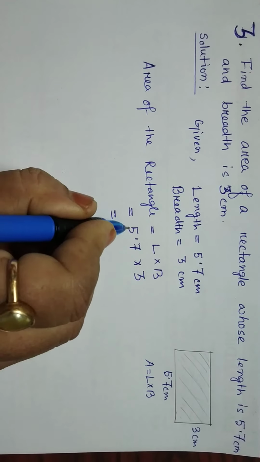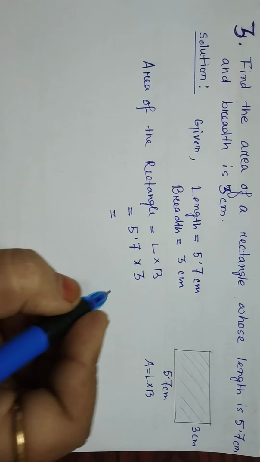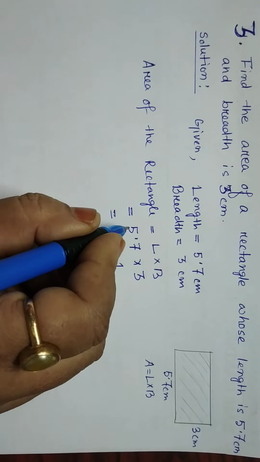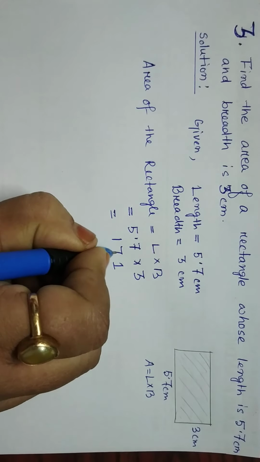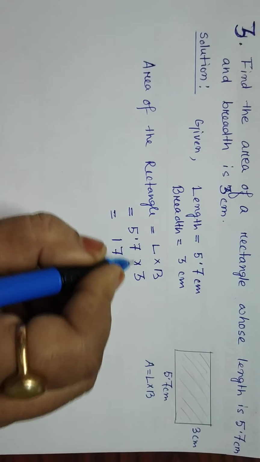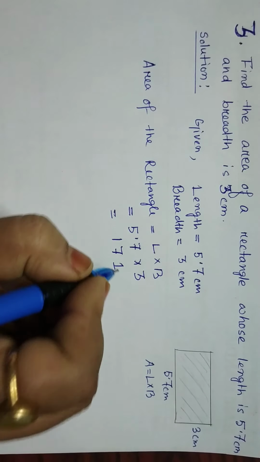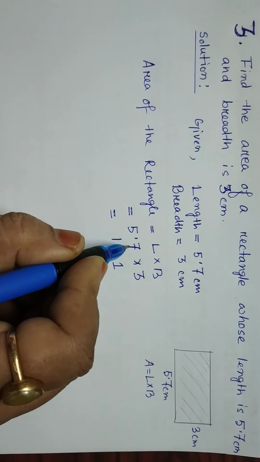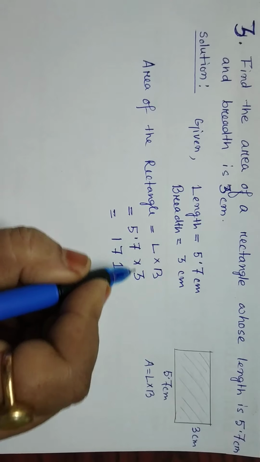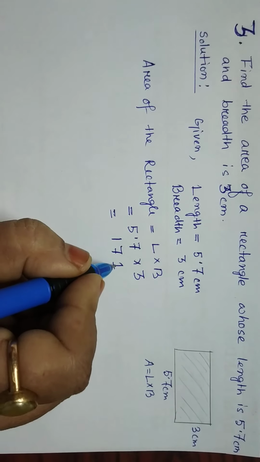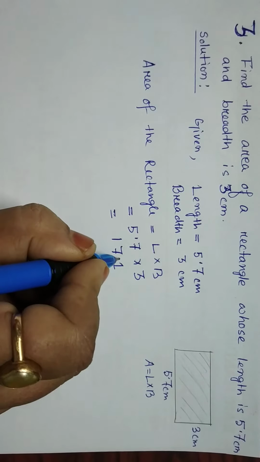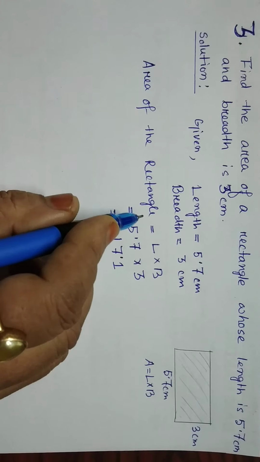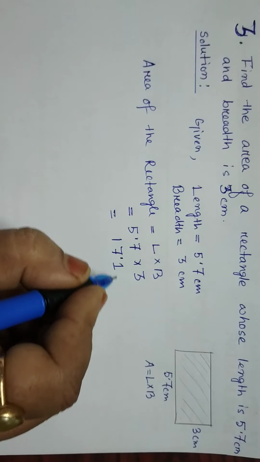Now we multiply 5.7 into 3. 3 sevens are 21, 2 carry. 3 fives are 15, 15 plus 2 is equal to 17. That means if we multiply 57 by 3, we get 171. Now we count the digits after the decimal point. After the decimal point there is 1 digit, that's why the total is only 1. So from the right, before 1 digit we put the decimal point. That means 17.1.